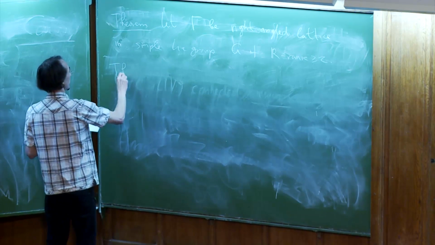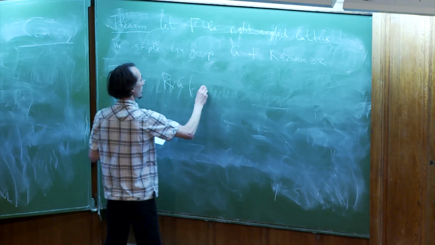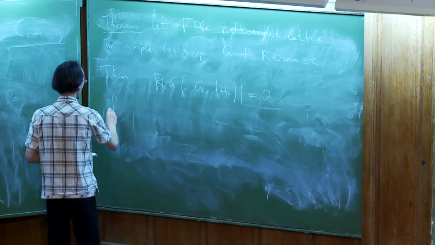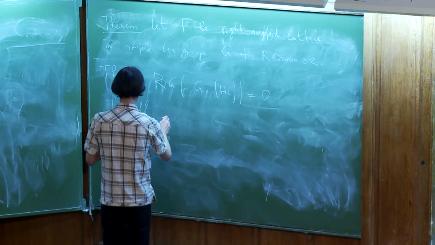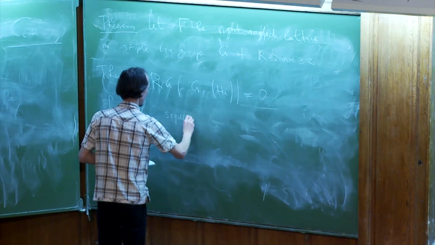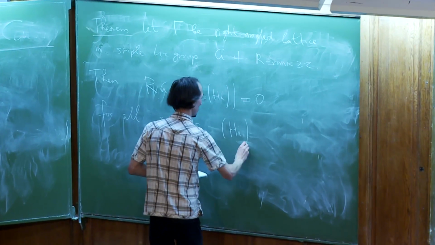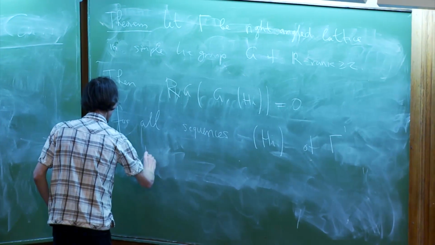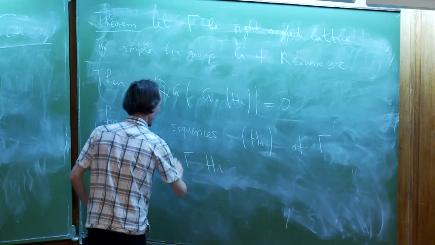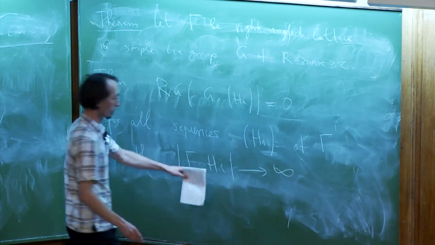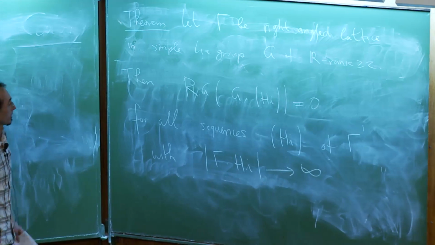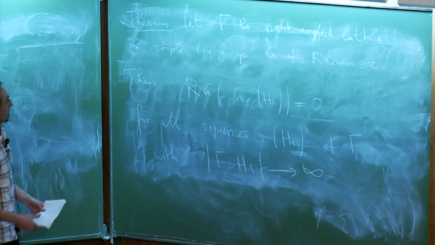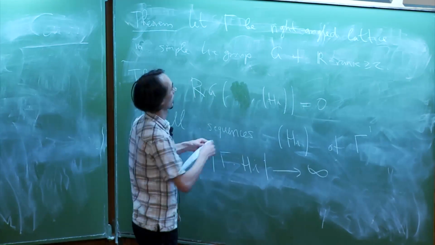And then this limit not only exists, but actually it's 0 for all sequences of subgroups of gamma. Well, we just want infinite sequences, so we want the index to tend to infinity. I mean, we're not allowed to repeat the same group again and again. Okay?